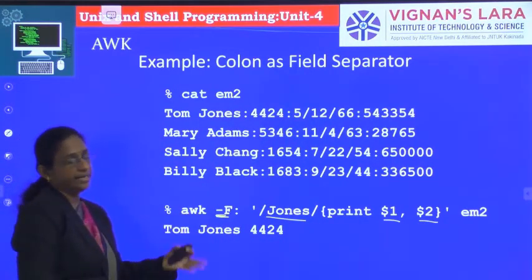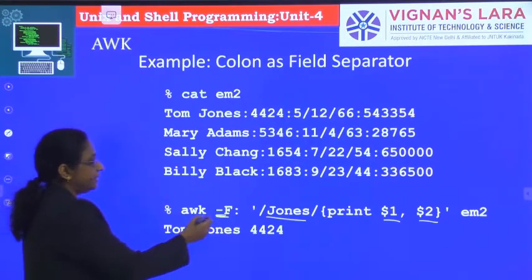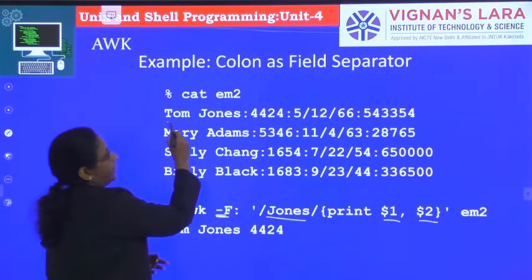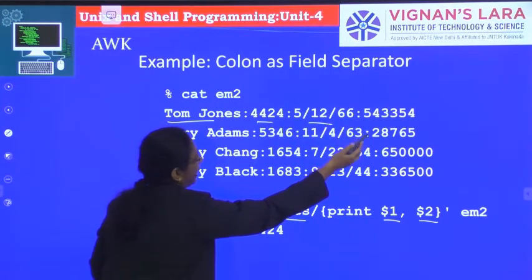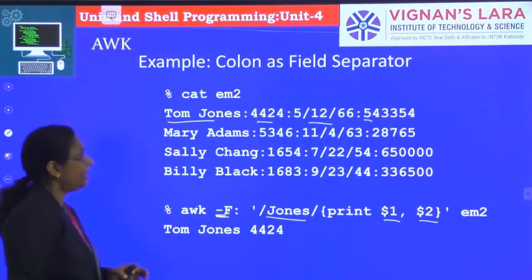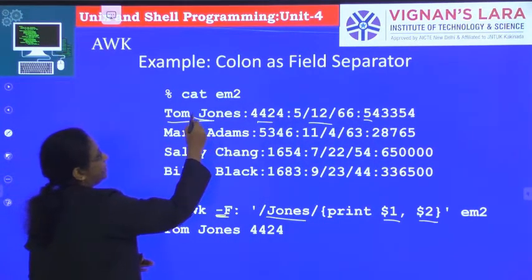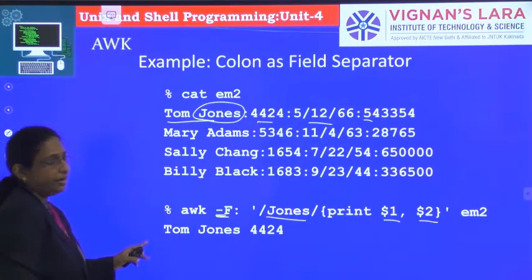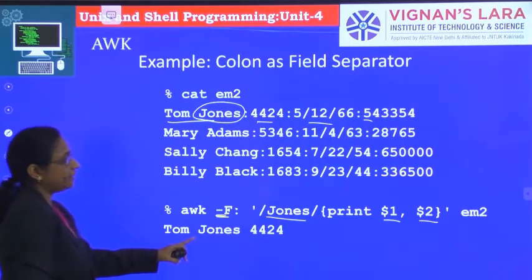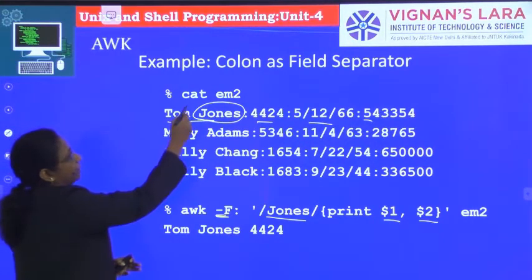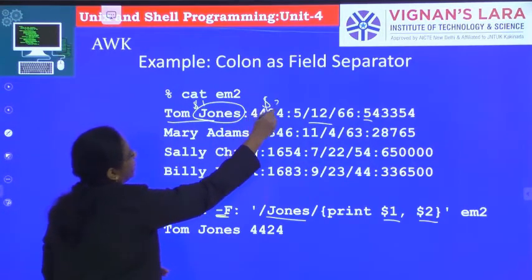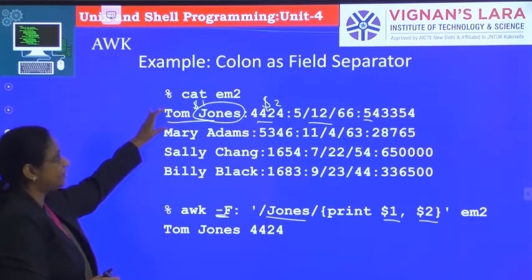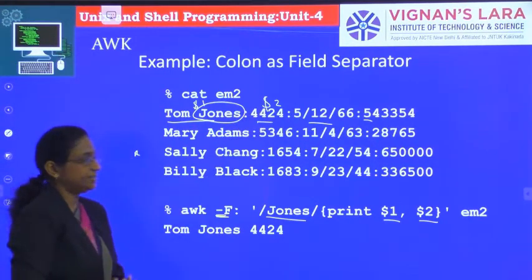Since the colon is a field separator, it is field 1, field 2, field 3, and field 4. Here it has searched for the pattern zones. Since there is only one record with zones, that one record will be displayed: Tom Jones. Then we have $1 and $2, first field, second field. It displays the first field, Tom Jones, and the second field.